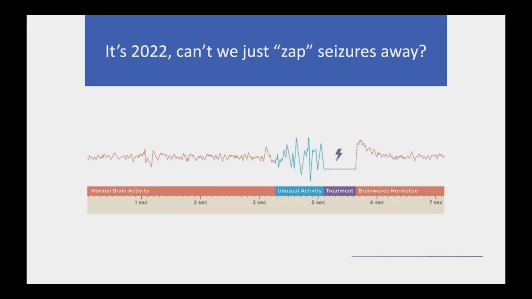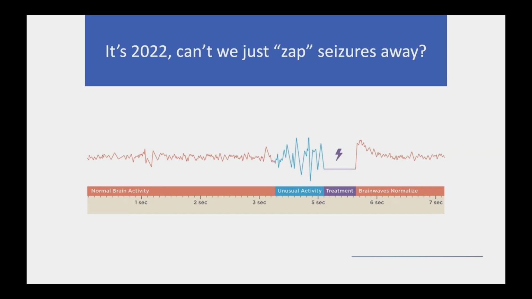But you might be saying to yourself, well, it is 2022. I mean, we've got a lot of technologies now. Can't we just zap away these seizures? There's got to be something else, right? So what about those patients where we can't do surgery and the medicines are failing them? They've tried so many and they're not doing the trick.